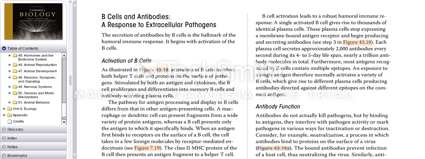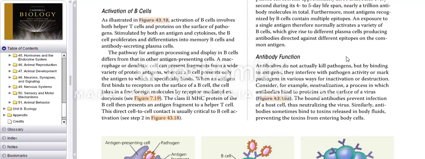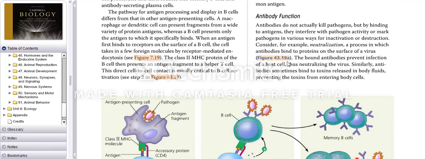So on to antibody function. The book specifies that antibodies don't actually kill pathogens, but in a variety of ways they hinder the pathogen itself. They interfere with its work or mark it for inactivation. So the first process we're going to talk about is neutralization, which is on the next page. You'll get a figure. The bound antibodies prevent infection of a host cell, neutralizing the virus. Similarly, they bind to toxins released in body fluids to do the same thing.